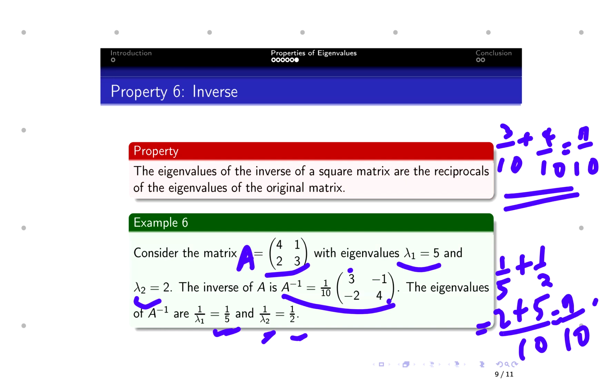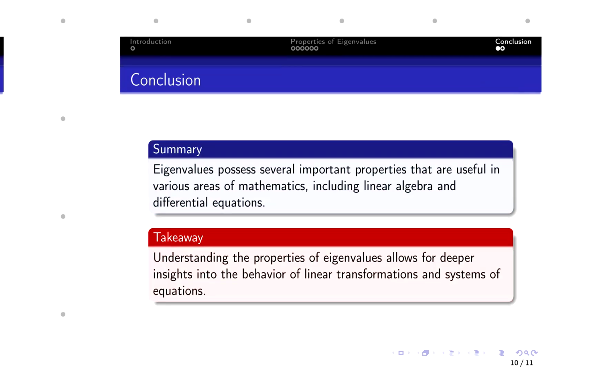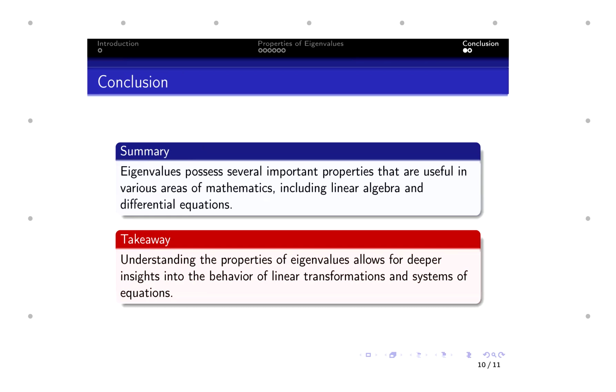All right. So these are interesting rules to go by, interesting properties of eigenvalues. So in conclusion, we see that eigenvalues possess several important properties that are useful. They are very useful in various areas of mathematics, including linear algebra and differential equations. Now, we have not seen those applications about differential equations, but maybe in the future, when I get to talk about differential equations, you'll understand. Then understanding the properties of eigenvalues allows for deeper insights into the behavior of linear transformations and systems of equations.